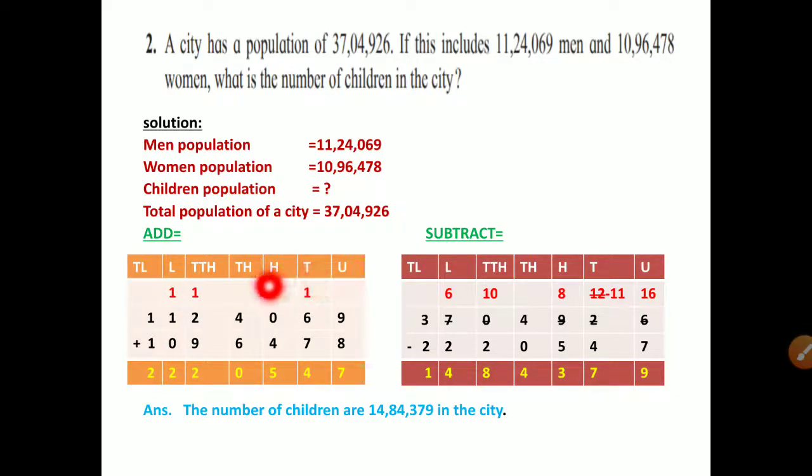Write unit, 10, 100, 1000, 10,000, lakh, 10 lakhs, and then start writing the numbers. 11 lakh 24,069, 10 lakh 96,478, and we will add these two numbers.